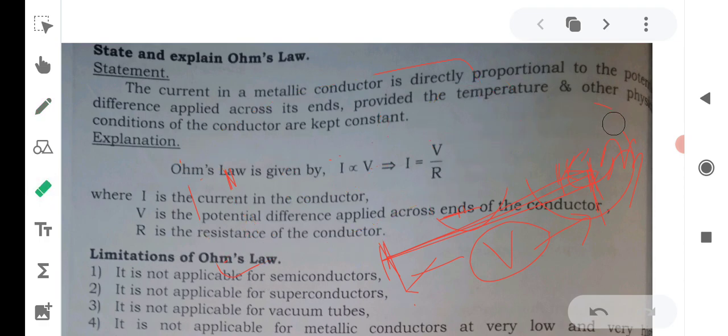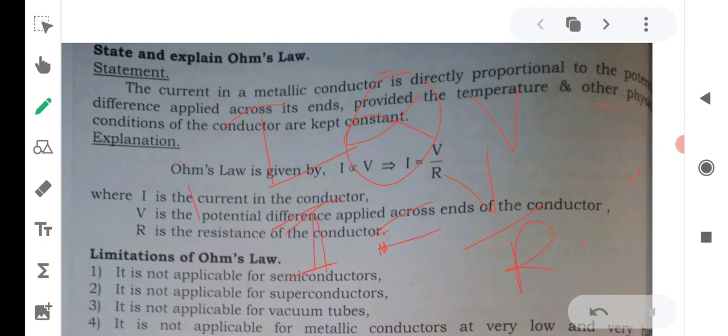And this law we can write as I proportional to V. Here a proportionality constant is there. This proportionality constant gives the resistance of the conductor.